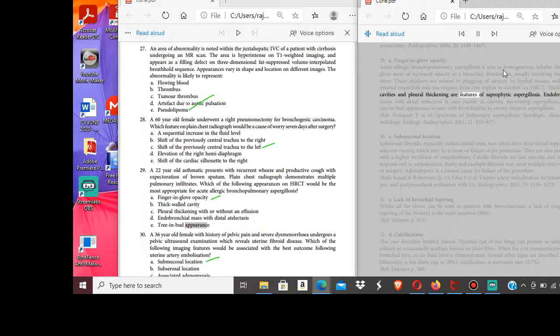Thick-walled cavities and pleural thickening are features of saprophytic aspergillosis. Endobronchial lesion with distal atelectasis is seen mainly in chronic necrotizing aspergillosis, whilst tree-in-bud appearance is seen with bronchiolitis in airway invasive aspergillosis. Ref. Franquet T et al. Spectrum of pulmonary aspergillosis: histologic, clinical, and radiologic findings. Radiographics 2001, 21, 825-830.